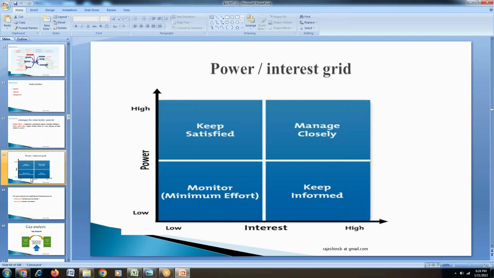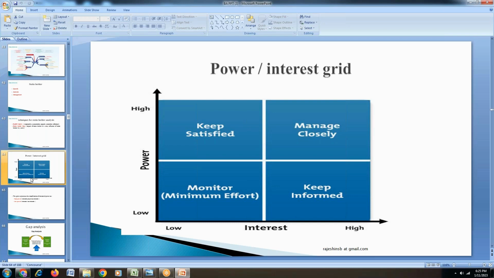Did you understand, Hassan? Yes or no? So if you want to identify the stakeholders, what you have to do is: high power, high interest; high power, low interest; low power, high interest; low power, low interest. This is how the categorization of stakeholders has to be done.